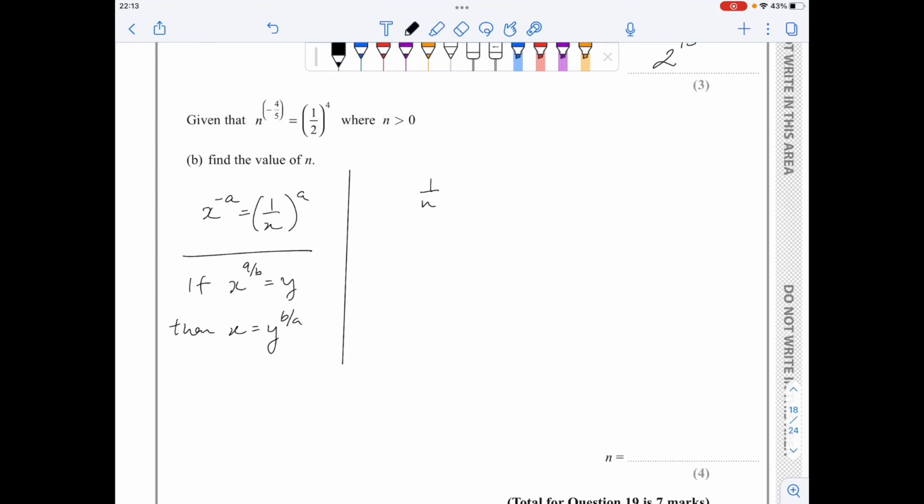So it's going to be 1 over n to the power of 4 over 5 equals, and then 1 over 2 to the power of 4 is 1 over 16. So then I'll proceed using my second rule. 1 over n equals 1 over 16 to the power of 5 over 4. You can do the right hand side on the calculator. It will come out to be 1 over 32. So since 1 over n is 1 over 32, n must be equal to 32.